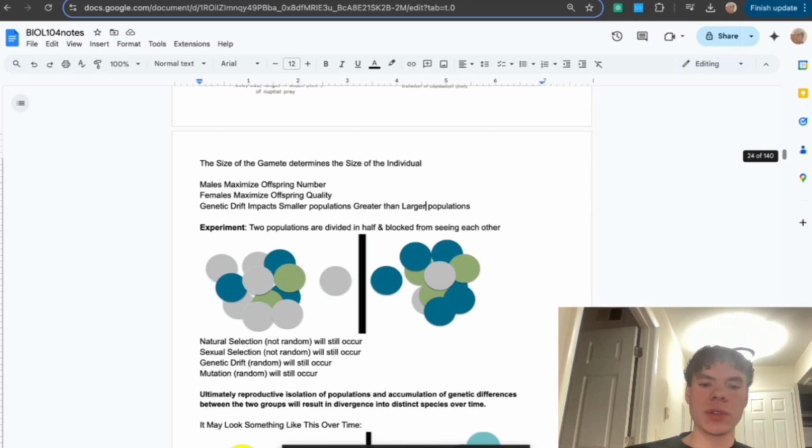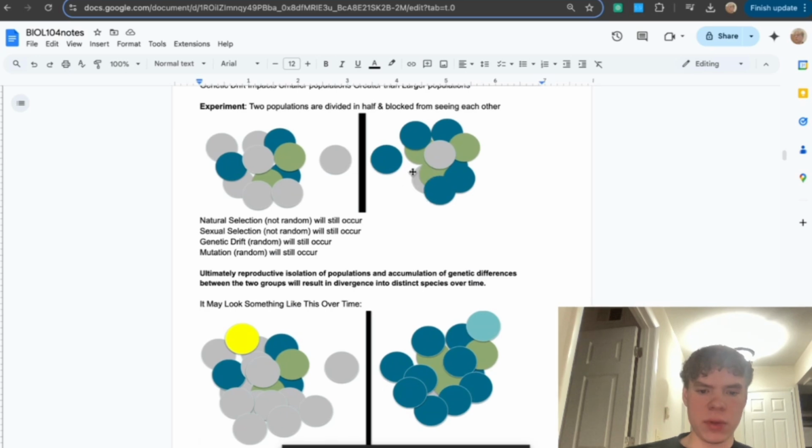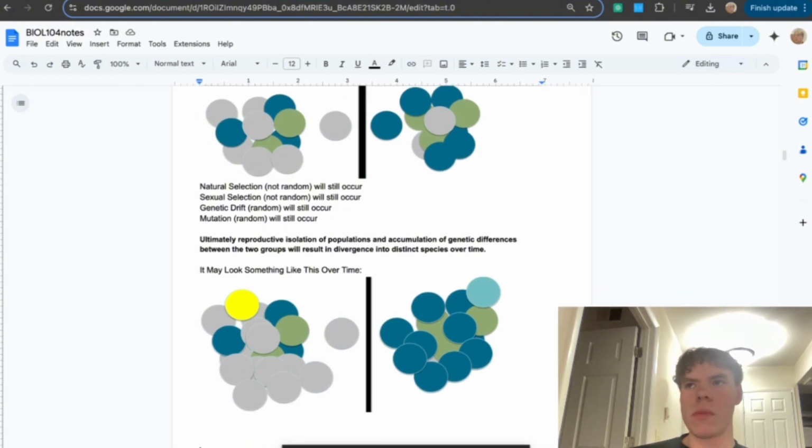Genetic drift impacts small populations greater than large populations. So two populations are divided in half and blocked from seeing each other. If we have two populations that are exactly the same and then they're divided in half, over time, due to genetic drift, natural selection, sexual selection, and mutations, it may look something like at the bottom. Because you have to understand, if there are two populations dropped in two different environments, certain species and certain traits might be able to develop better in one environment than another, if that makes sense. So natural selection, sexual selection, genetic drift, and mutations cause populations to evolve over many generations.